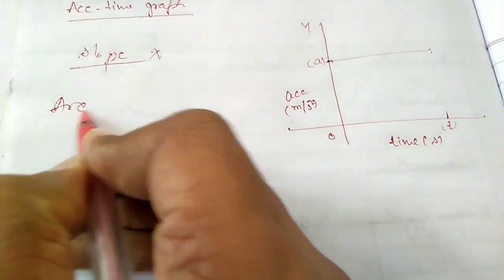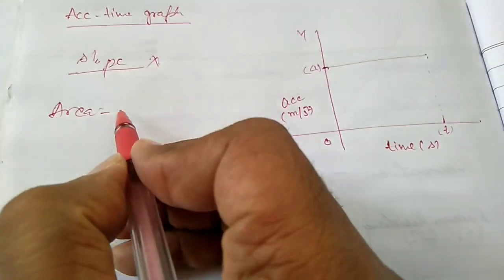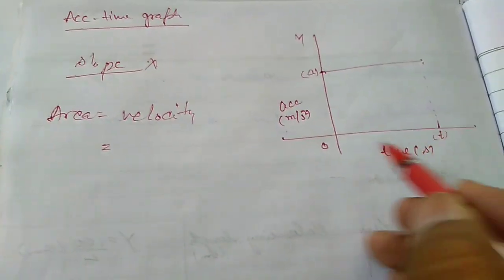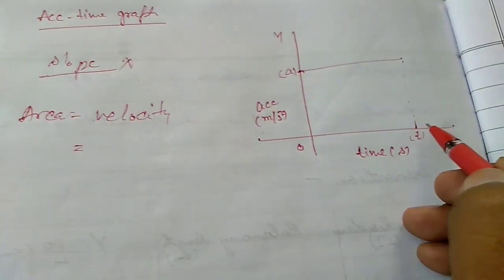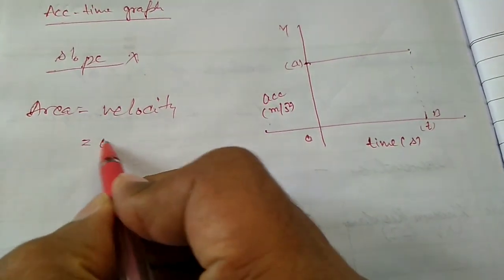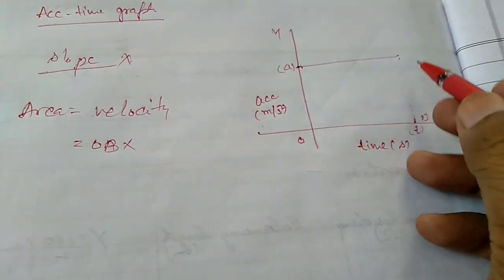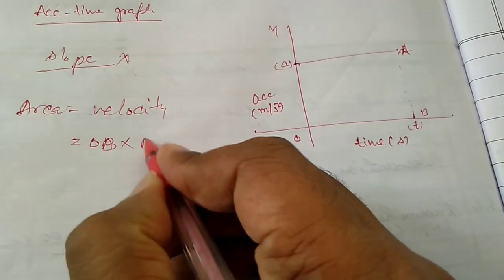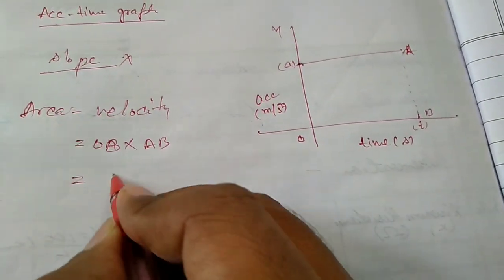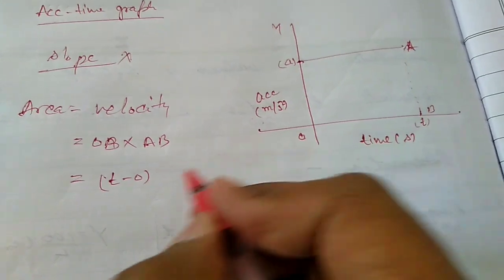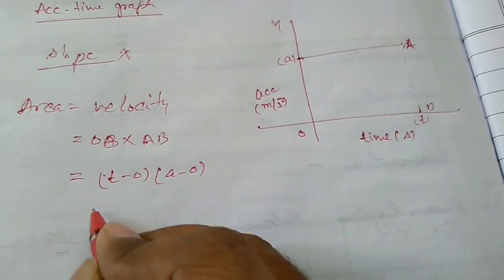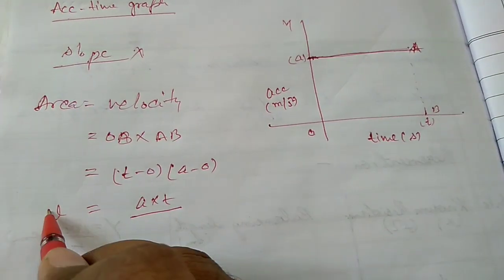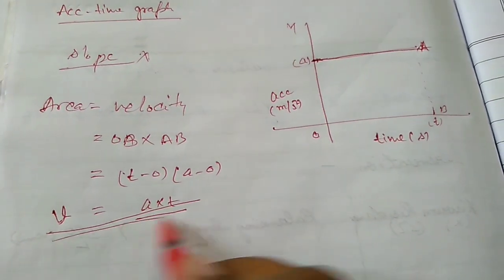So the area is what here? Area is velocity. How to calculate it? It is looking like a rectangle, length into breadth. Suppose this is point B, so I take OB multiplied with, suppose this is point A, AB. What is OB here? t minus 0. What is AB here? A minus 0. So what do we get? A into t, which means the velocity. So what we are calculating is the velocity.